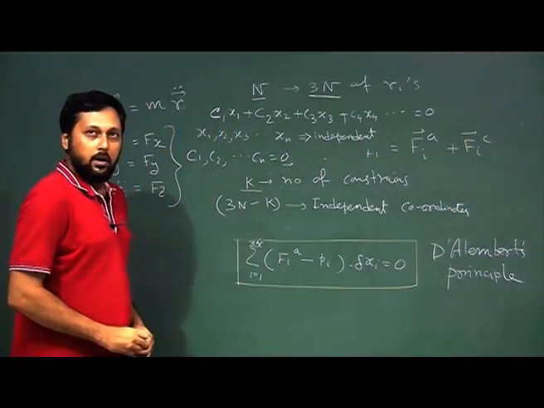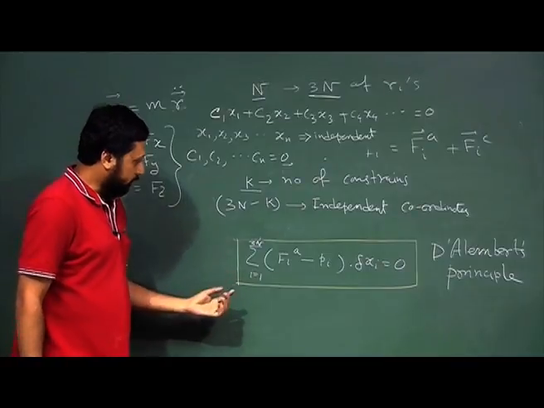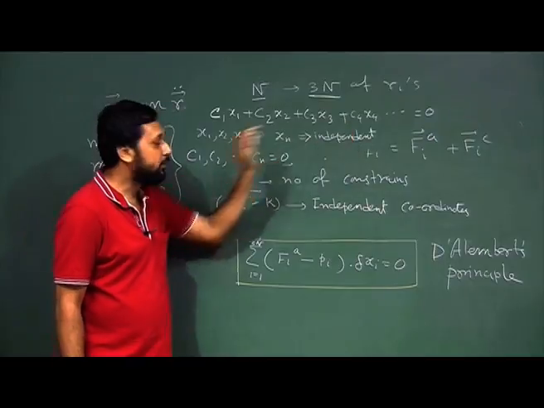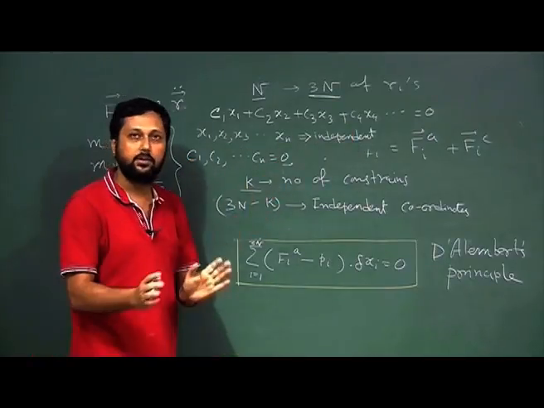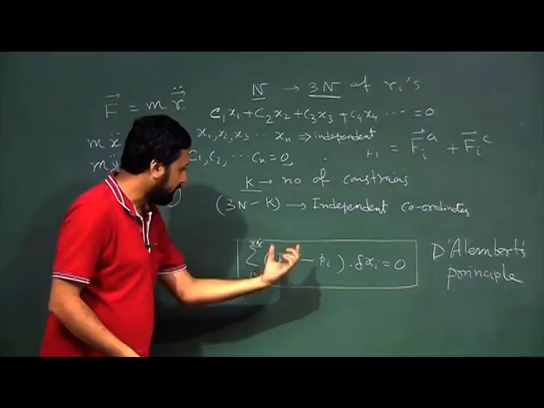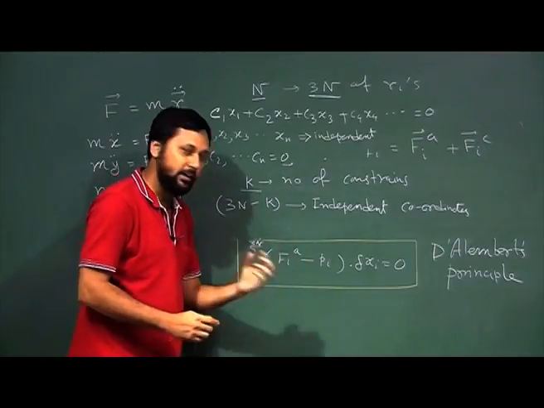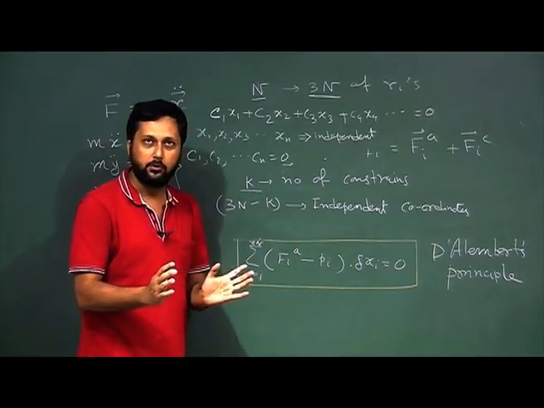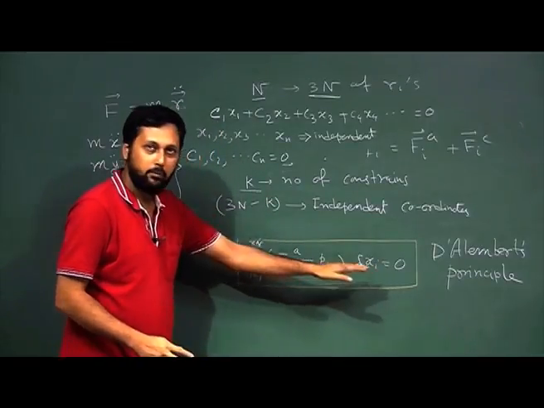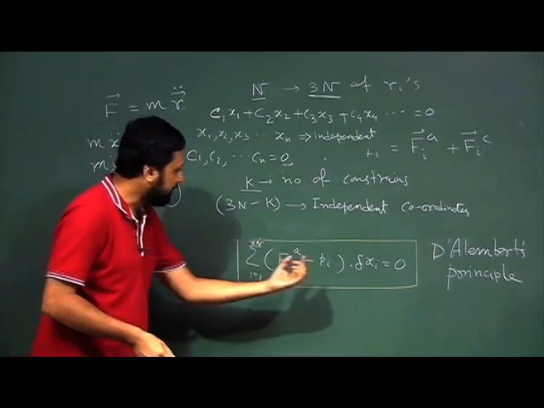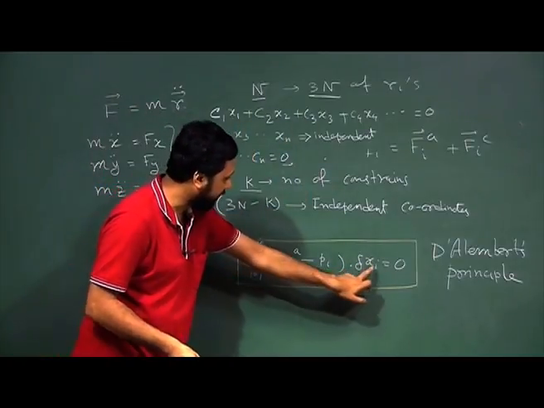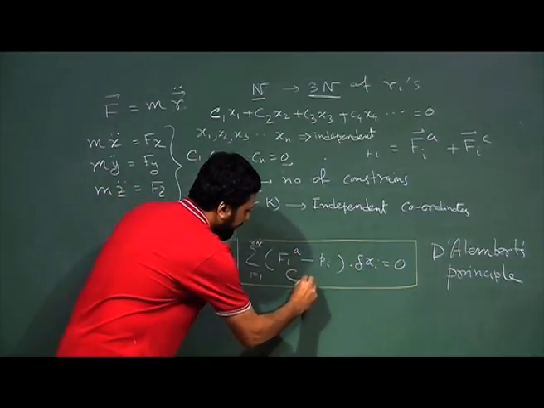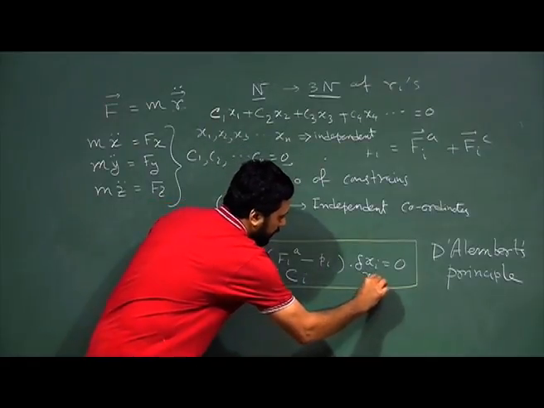Now we have an equation that looks something like this, but we cannot say that all the coefficients are individually 0. That means I cannot say that for each particle, F_i^(a) minus p_i dot is equal to 0. The whole thing is 0, but not the individual coefficients. Let us say these are your x1, x2, x3, up to xn, and these are your C1, C2, C3. So this is your Ci term and this is your xi term.